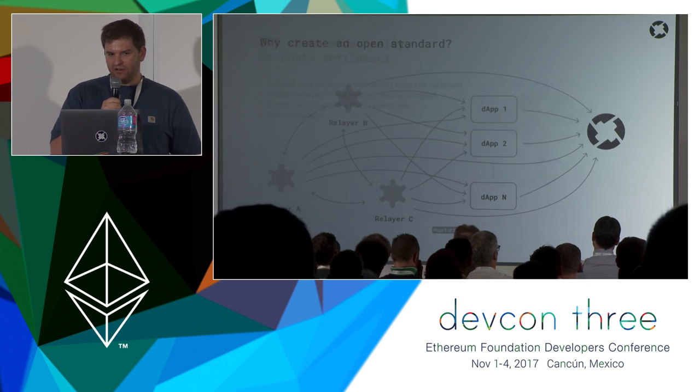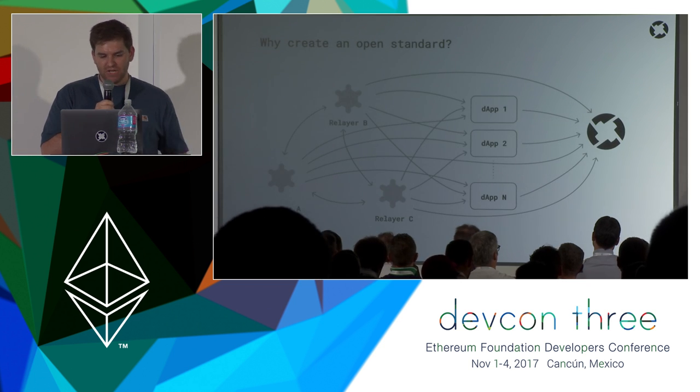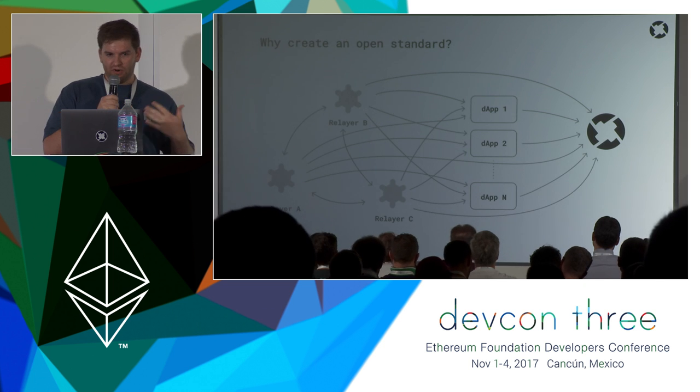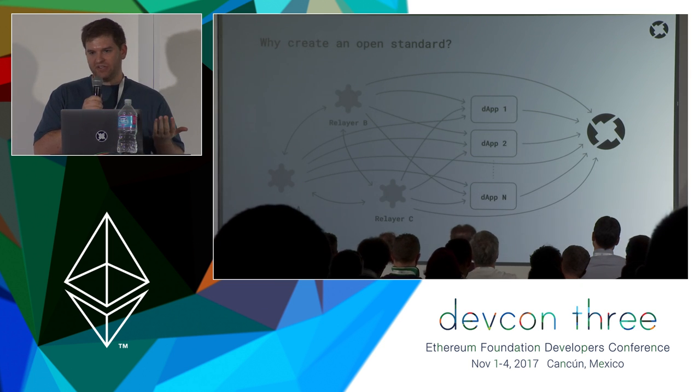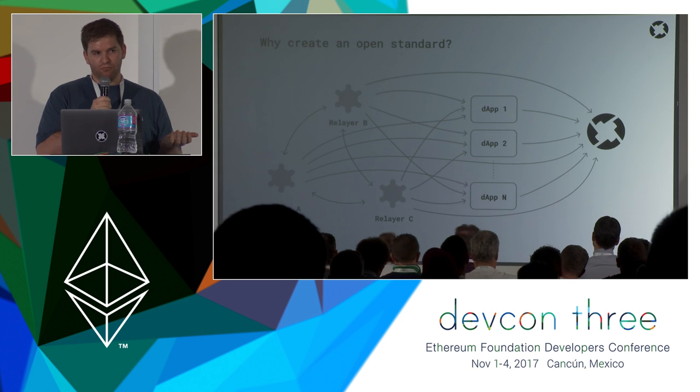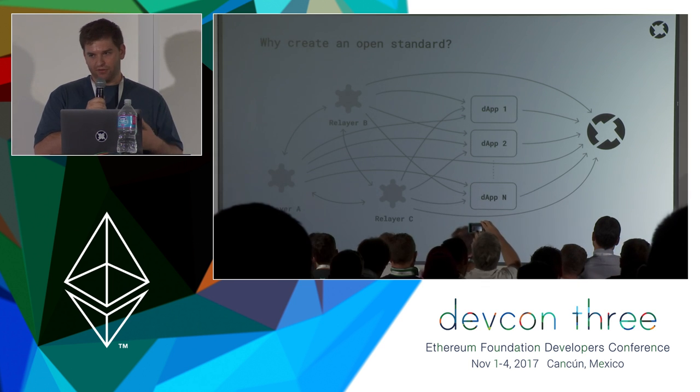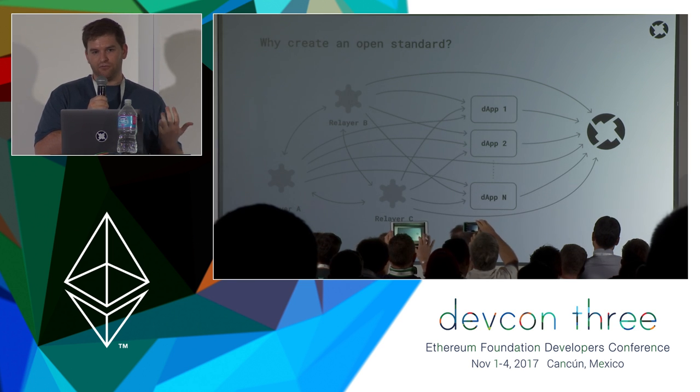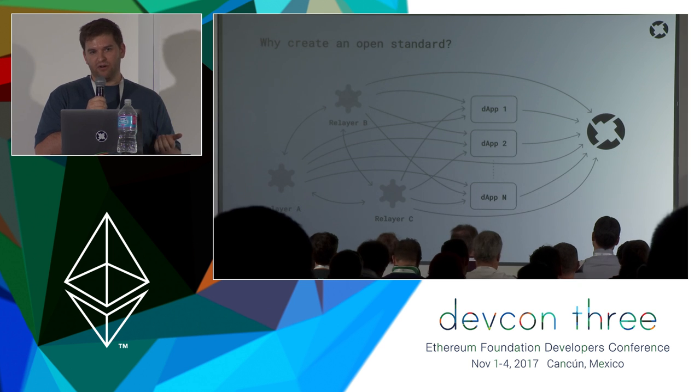So why create an open standard? Well, one of the reasons is because if you have an open standard, you can create really robust developer tools. So things like 0xJS, our JavaScript library, and things like our standard relayer API. And with these tools, you massively lower the barrier to entry for new people and developers that want to create decentralized exchanges.